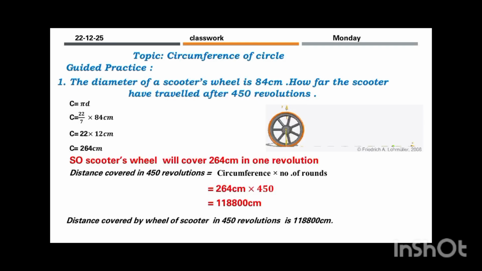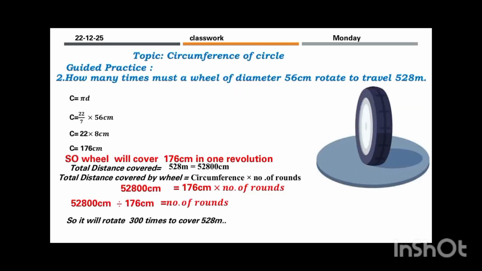So the scooter's wheel will cover 264 centimeters in one revolution, or the distance covered in 450 revolutions. So you're going to multiply the circumference with the number of revolutions. You're going to get 118,800 centimeters.